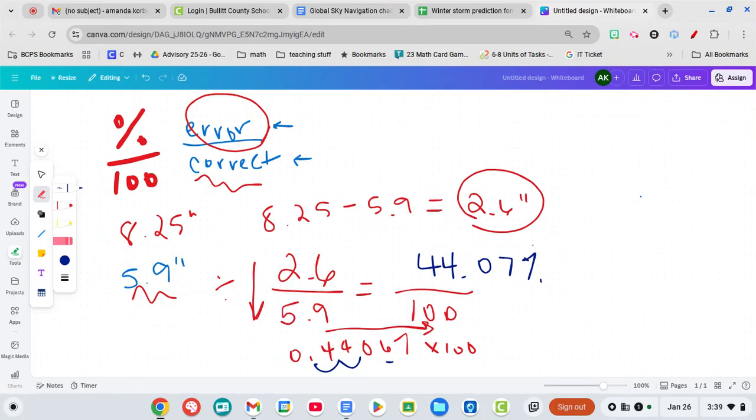So calculate your error. You can use Canva's dry erase, or you can use your own paper and pencil. Whatever you want to do is fine. Desmos is free game. You may use the Desmos scientific testing calculator. And please get that submitted before we return to school.